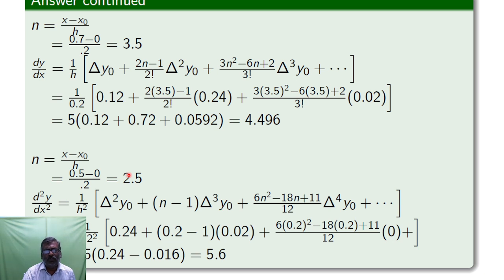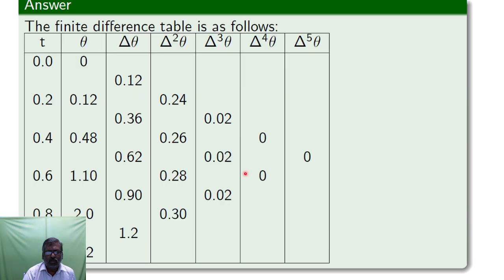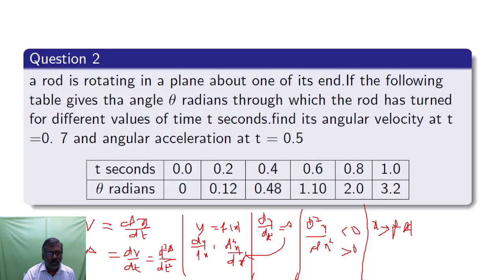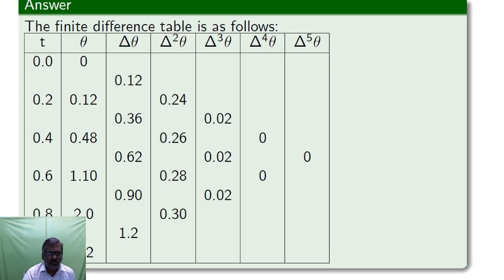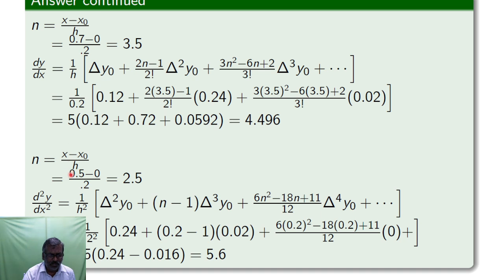Here, two different x values are given. First, for angular velocity, the x value is 0.7. So 0.7 minus 0 by 0.2, that is 3.5. For angular acceleration, the x value is 0.5. They are giving two different x values. For angular velocity it is 0.7, for acceleration it is 0.5. So n is different.